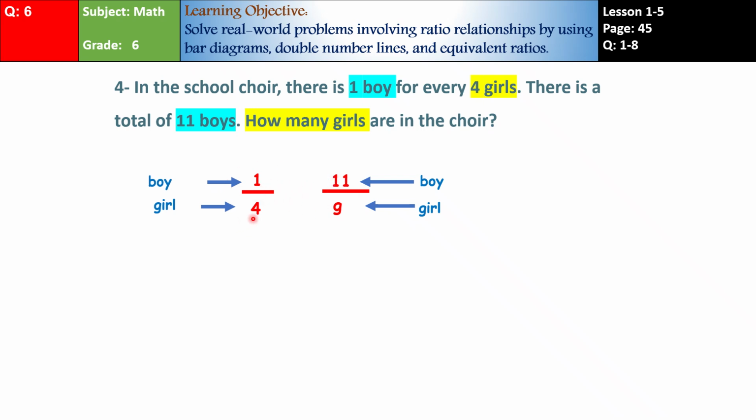So you will do the same thing. 4 times 11 will give you 44. So the answer is 44 girls. And if we are using the same method as we did in the previous questions, you are going to multiply 4 times 11. That is 44 divided by 1. That will again give you the same answer, 44 girls. So it doesn't matter which method you are using, your answer should be correct.